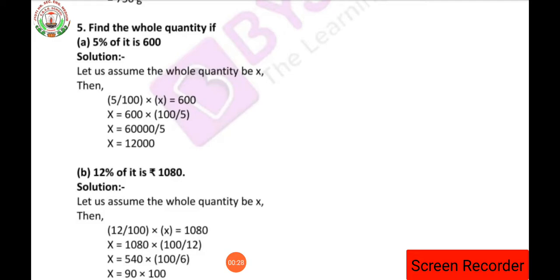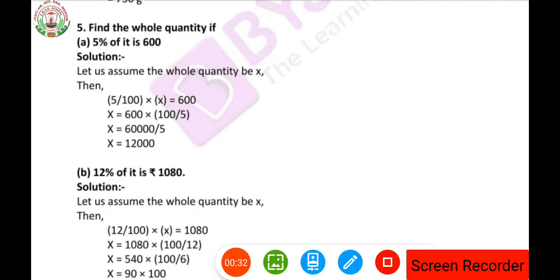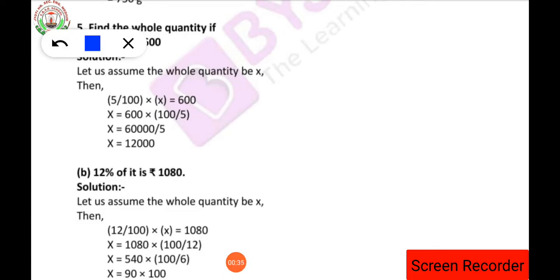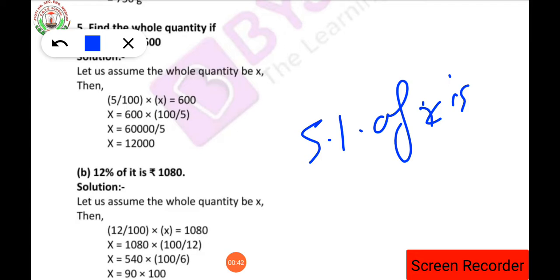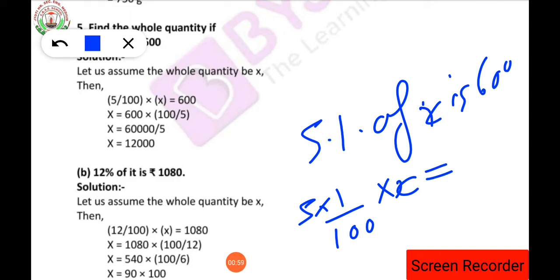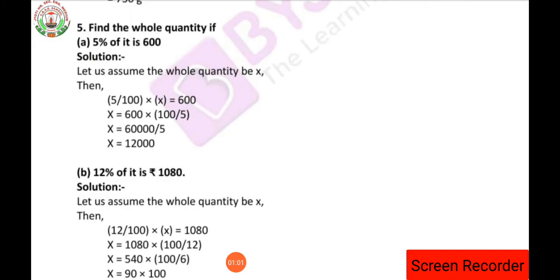Let us assume the whole quantity to be x. Since here it is asked about the whole quantity, what is the question we are having? 5% of x is 600. This is the question we are having, isn't it? So we have to find out: 5% of x is 600. That means 5%, that means 1 by 100, of means into x, is means equals to 600. So in this way you have to solve.